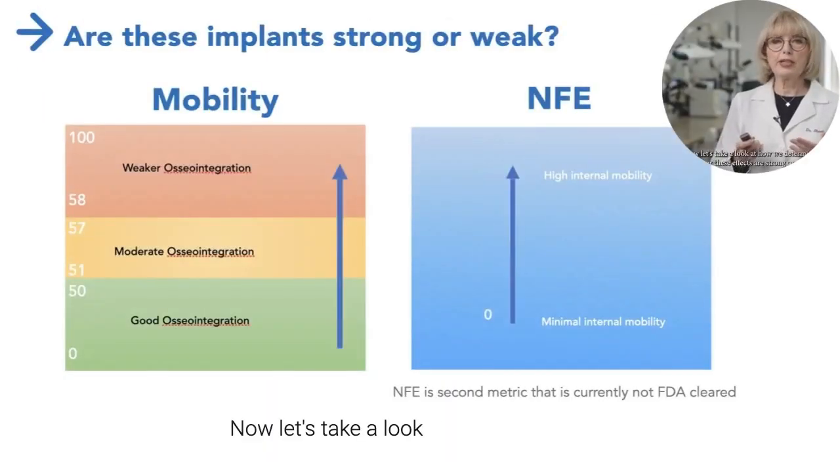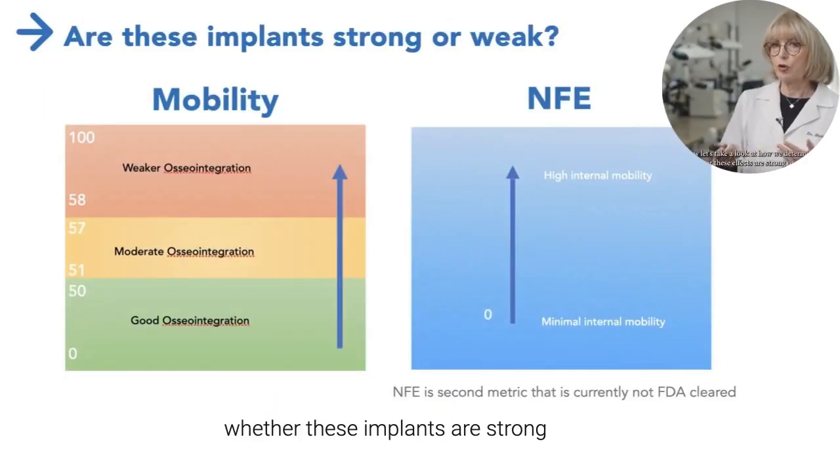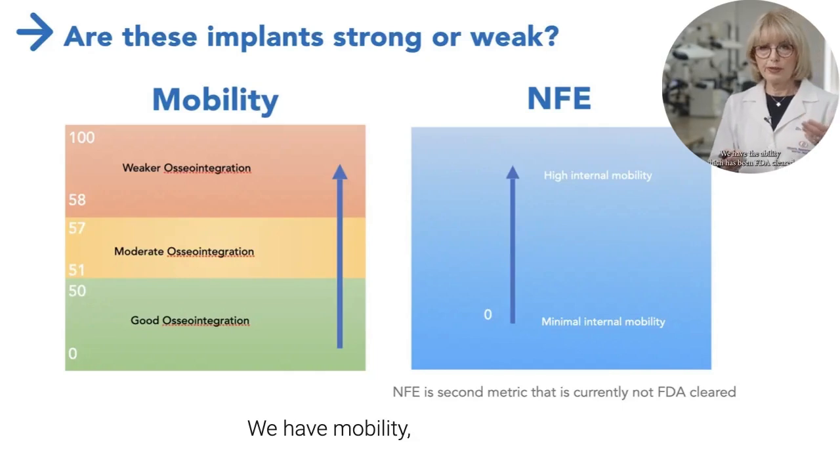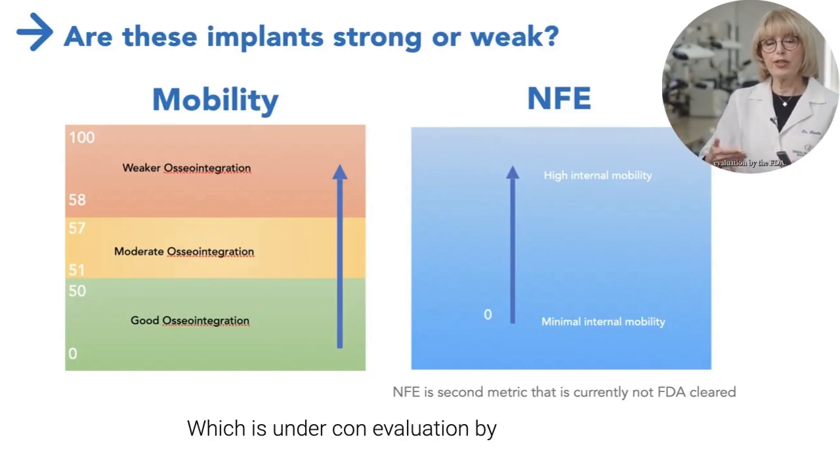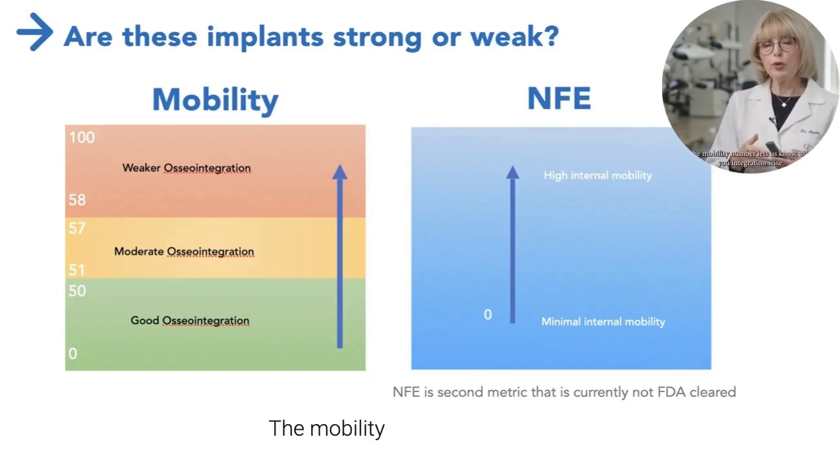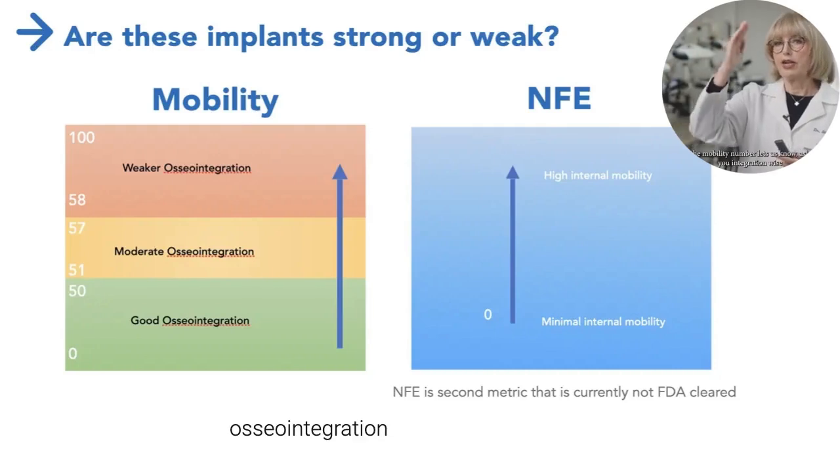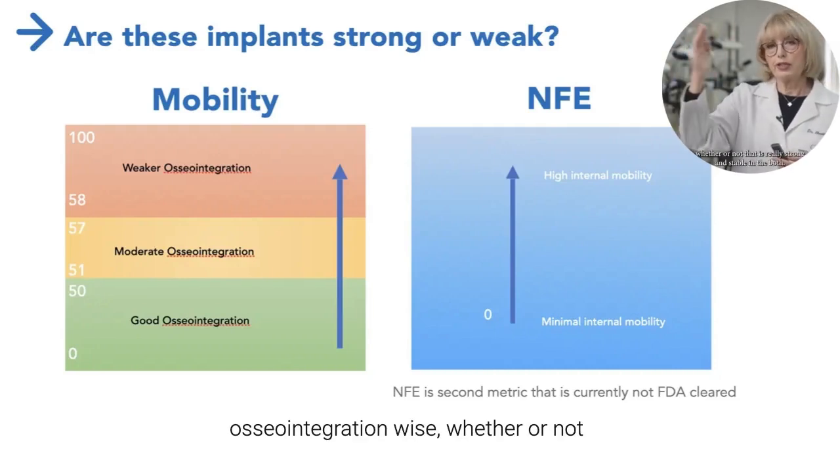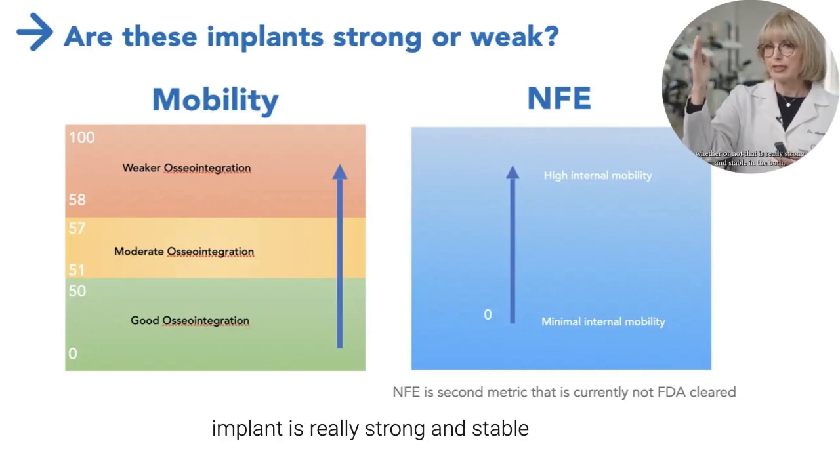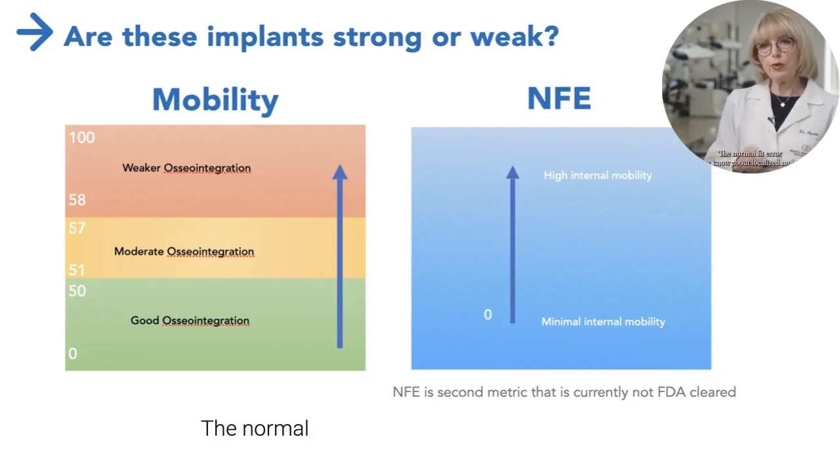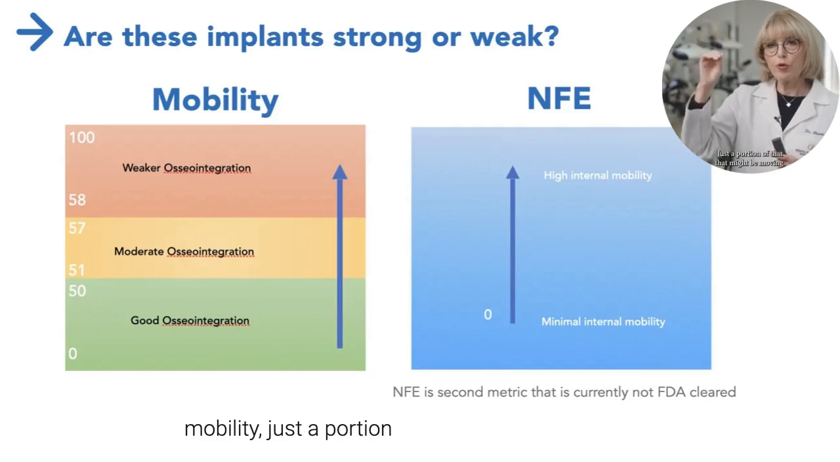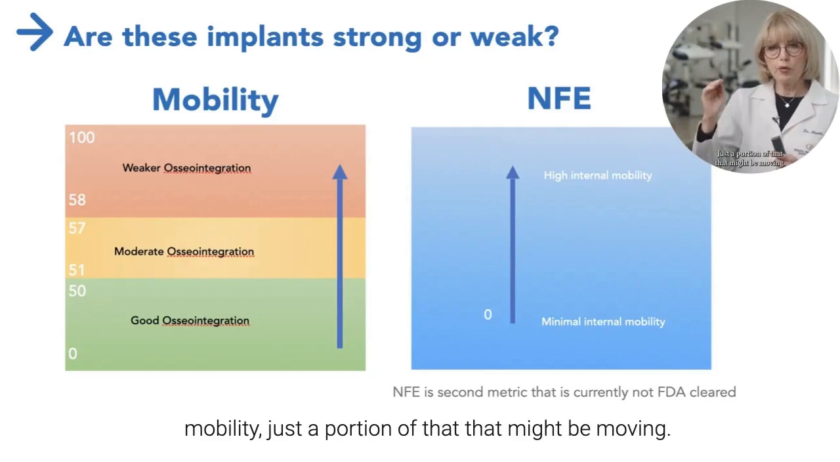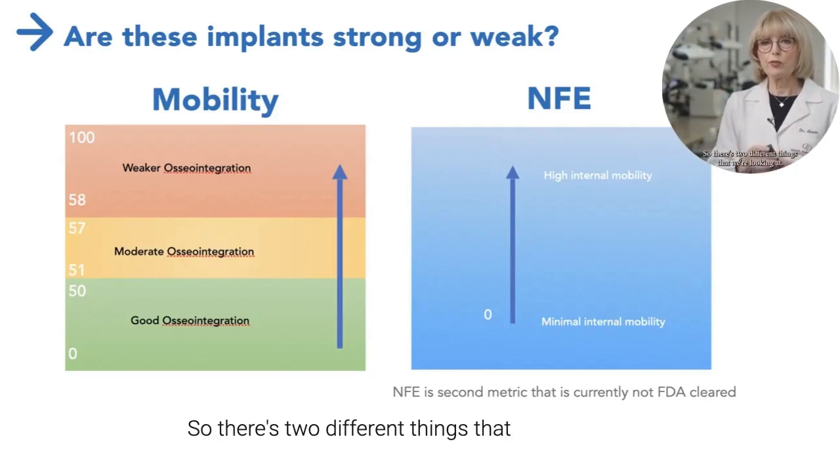Now, let's take a look at how we determine whether these implants are strong or weak. We have mobility, which has been FDA cleared, and we have the normal fit error, which is under evaluation by the FDA currently. The mobility number lets us know osseointegration-wise whether or not that implant is really strong and stable in the bone. The normal fit error lets us know about localized mobility, just a portion of that might be moving. So there's 2 different things that we're looking at.